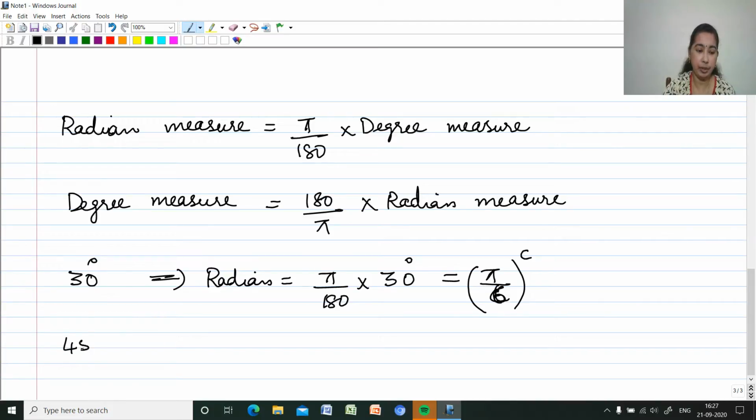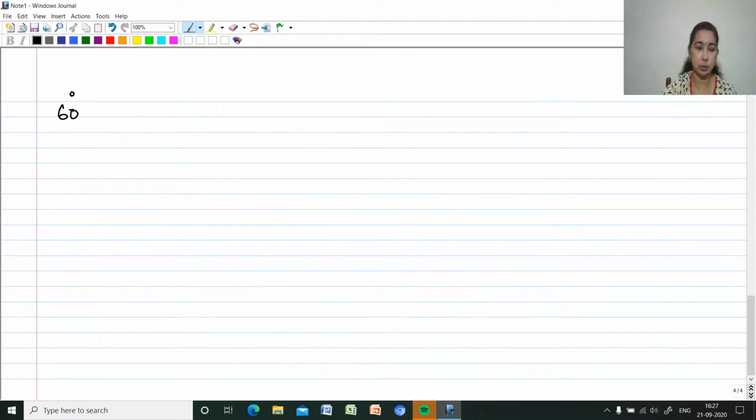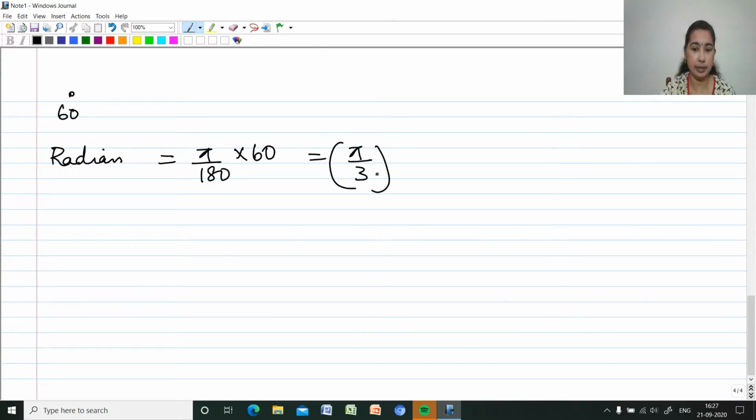Then what about 45 degree? The corresponding radian measure of 45 degree is equal to pi by 180 into 45, that is 45 here 4 times, so pi by 4 radians. Similarly, we can convert 60 degree. Radian measure is equal to pi by 180 into 60. Cancelling here, we are getting pi by 3 radians.